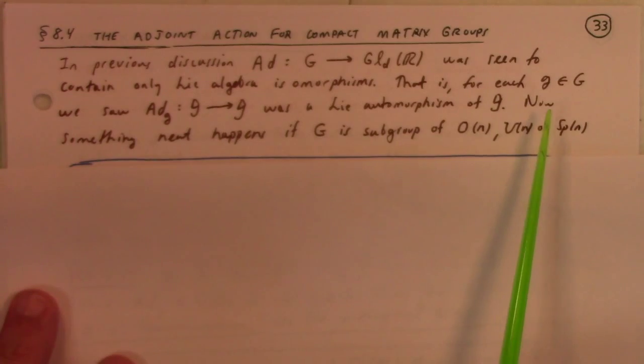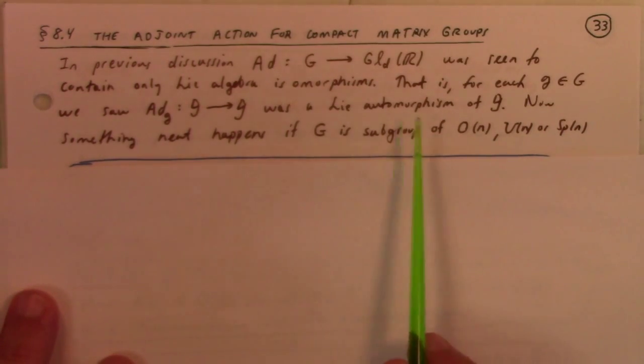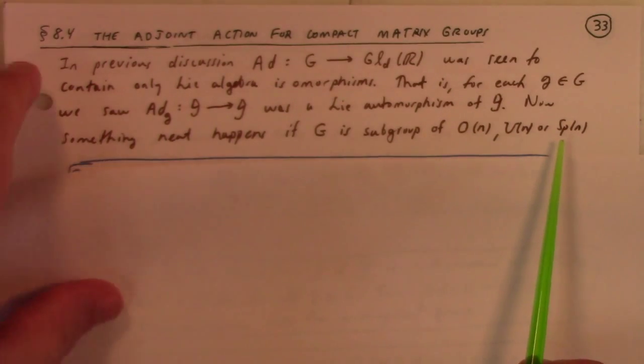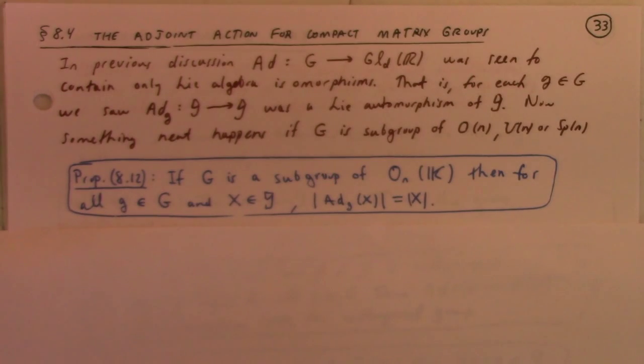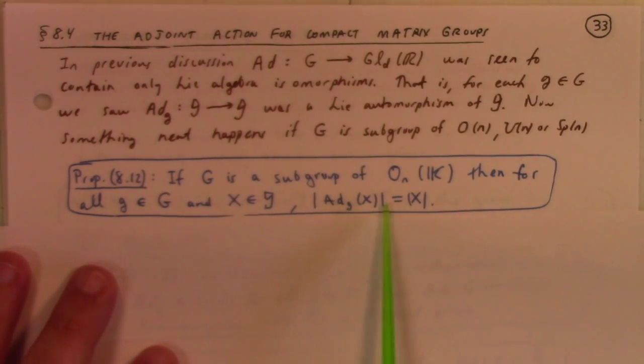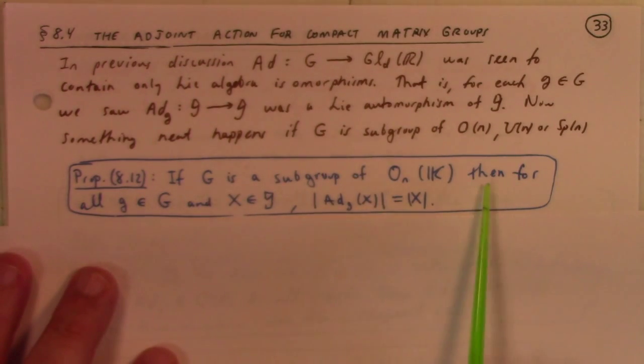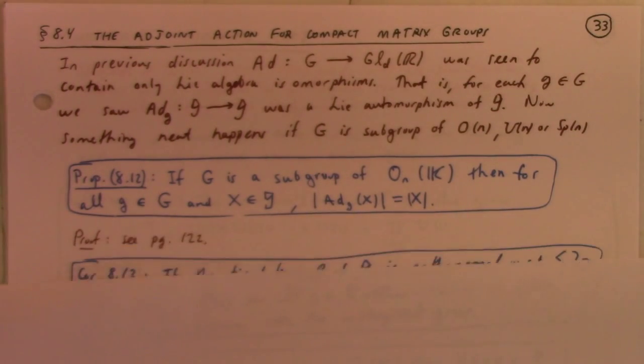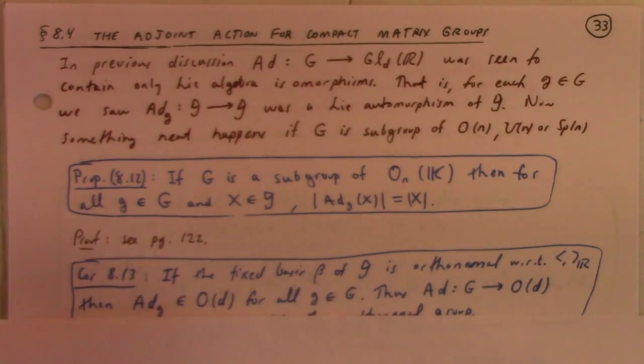All right. Something neat happens if G happens to be a subgroup of the orthogonal or unitary or symplectic matrices. In fact, the adjoint mapping ends up being norm preserving. The standard length, which is induced from the standard inner product on O and K, that norm is preserved under the adjoint mapping. Right, so that's pretty neat. The proof is given on page 122.